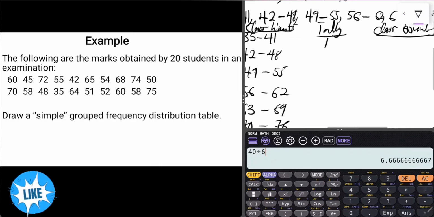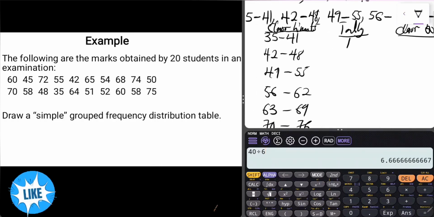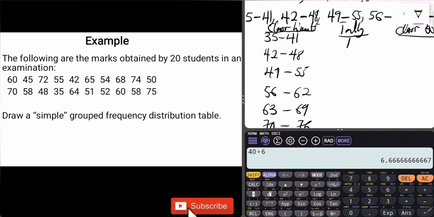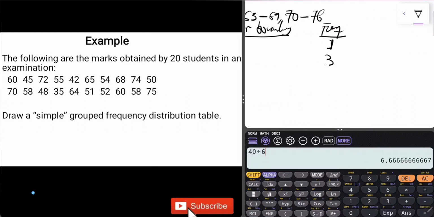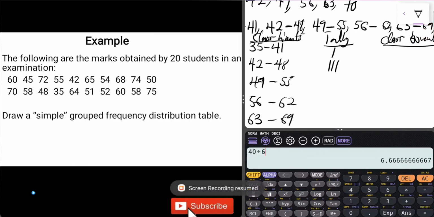Now let's go back to 42 to 48. So 42 to 48, now we have 45 here, we have 42 itself, making it 2, and then we have 48 here, making it 3. So you have 3 frequencies that will fall. So we're going to have 3 strokes, 1, 2, 3. That's going to fetch us 3 here. Is that okay? So once we are done with 42 and 48, we move on to 49 and 55.